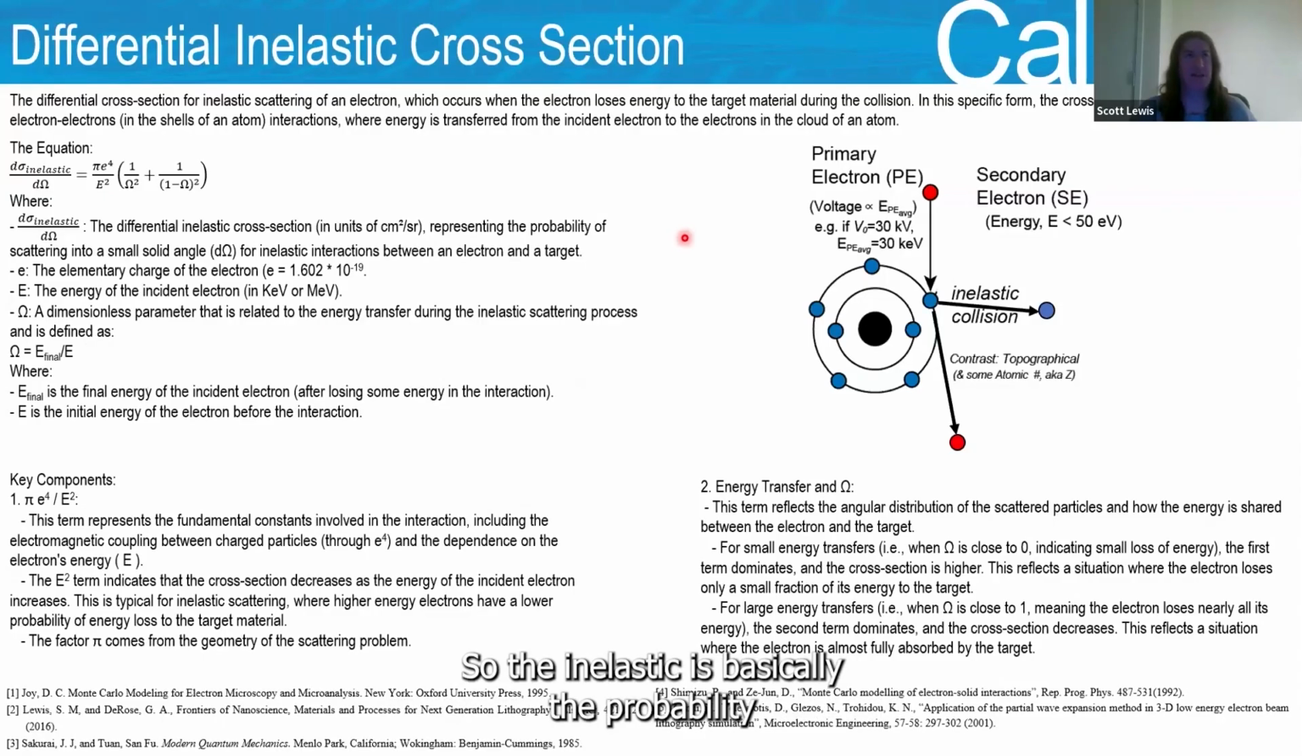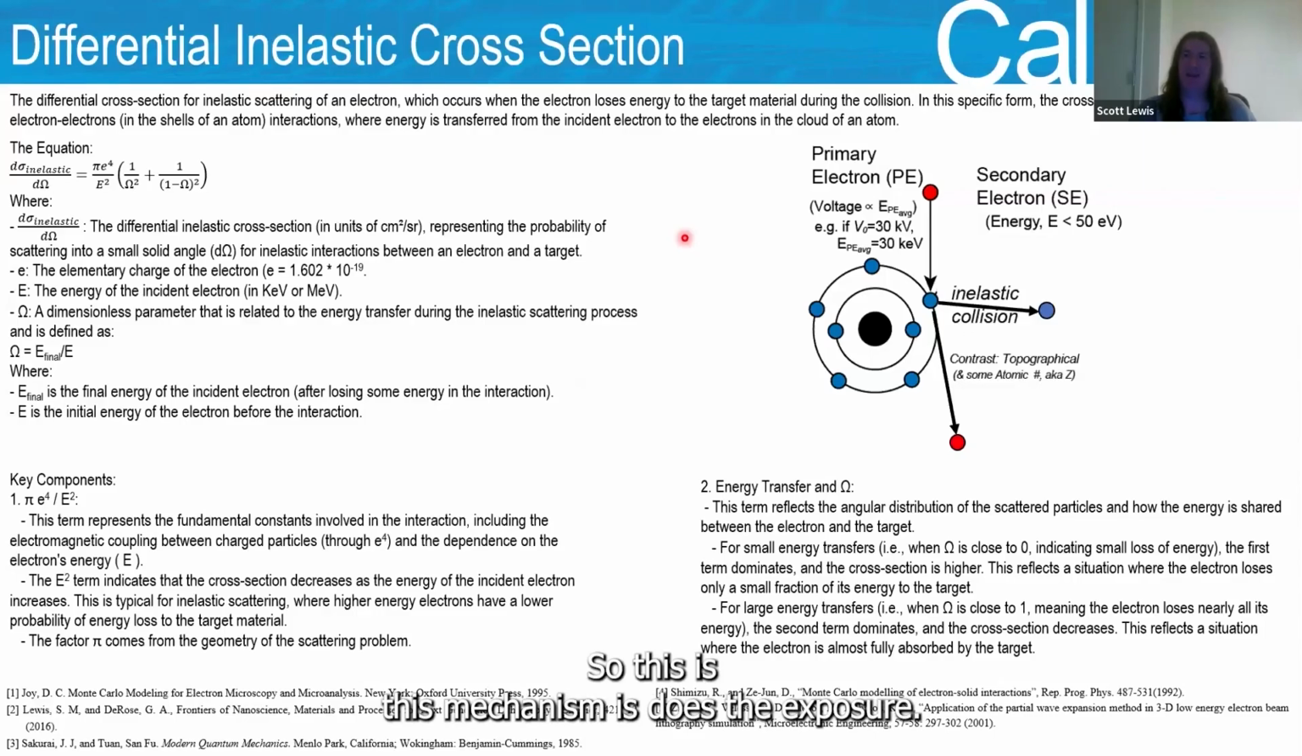So the inelastic is basically the probability of generating what we call a secondary electron. This is the bread and butter. This mechanism does the exposure. So most people think, oh, it's the primary electrons.